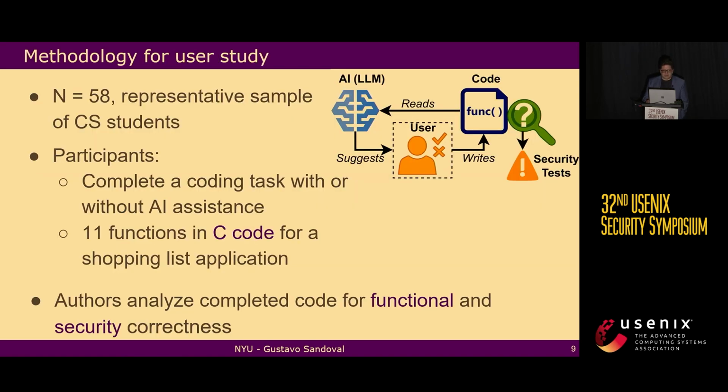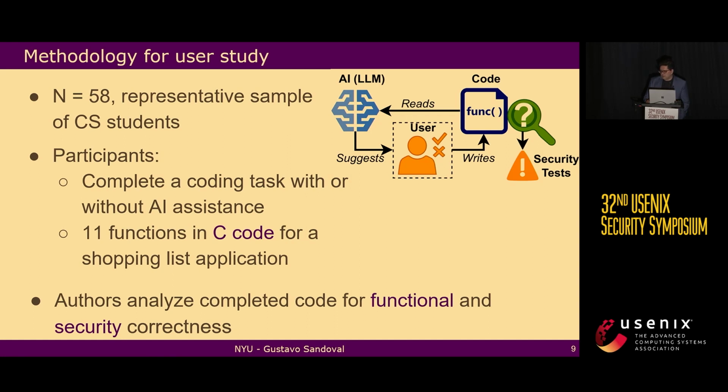In order to research these questions, we recruited a representative sample of computer science students. We recruited over 100 students, but only 58 ended up having valid submissions. One of the prerequisites for the study was that the students had been exposed to the C programming language, since that's what we used to write the code. The reason we chose C was because a substantial amount of MITRE's top 25 CWEs, common weakness enumerations, deal with low-level memory issues.